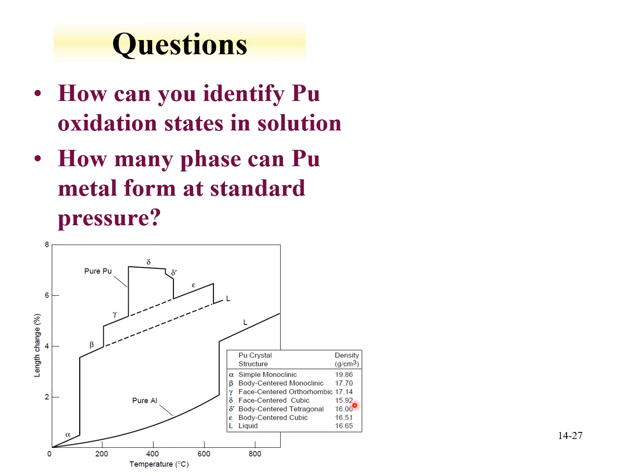The densities are shown here, where the most dense phase is the simple monoclinic, and you get the face-centered cubic as the least dense phase, which is interesting because there's liquid phases which are more dense than some of the solid phases. And you can also get a seventh phase of plutonium at higher pressure.